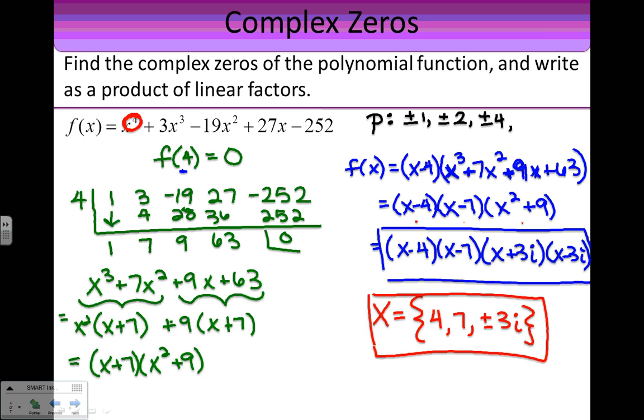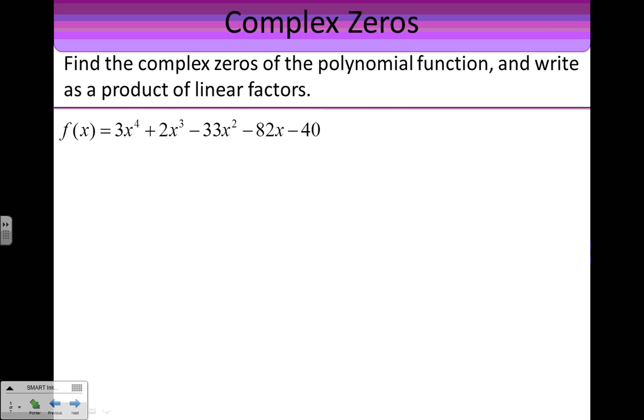Okay, we're going to do just one more together. Again, finding the complex zeros. So in that case, since we're finding all possible zeros, I have a fourth degree polynomial again, so I need 4 linear factors and 4 zeros. Not factorable by grouping, so you'll need to do your p's and q's.